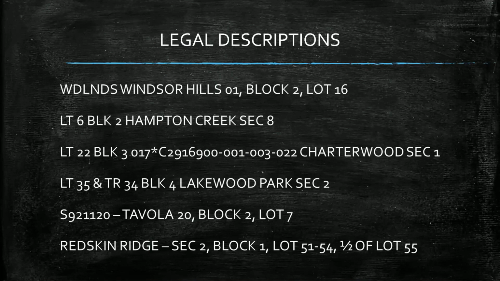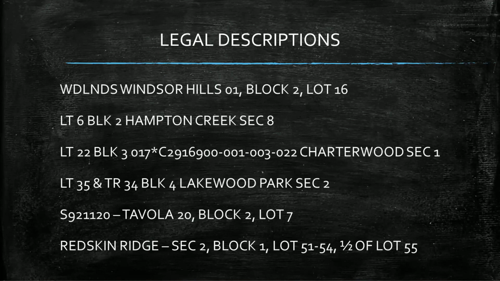Here's one that's kind of weird. Lot 22, Block 3, and then a whole bunch of numbers, and then Charterwood, Section 1. Okay, we're going to type in the number 22 for the lot and the number 3 for the block. And then we're going to copy and paste everything else, including that long, weird number, all the way from the 017 all the way over to Section 1. Copy all of that and put it into the legal description. Don't leave anything out. Right now, I don't know if that is a survey number or what that number represents, but it's there for a reason, and we have to make sure we include it.